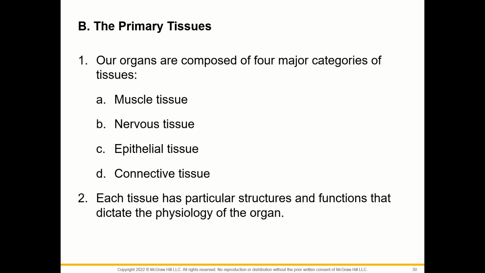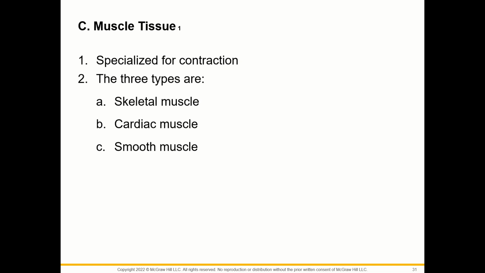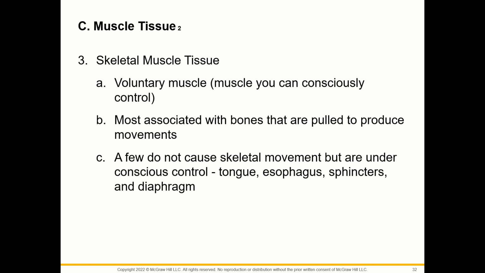Our organs are composed of 4 major categories of tissues: muscle tissue, nervous tissue, epithelial tissue, and connective tissue. Each tissue has particular structures and functions that dictate the physiology of the organ. Muscle tissues are specialized for contraction, and the 3 types are skeletal muscle, cardiac muscle, and smooth muscle. Skeletal muscle is a voluntary muscle, which is muscle you can consciously control.